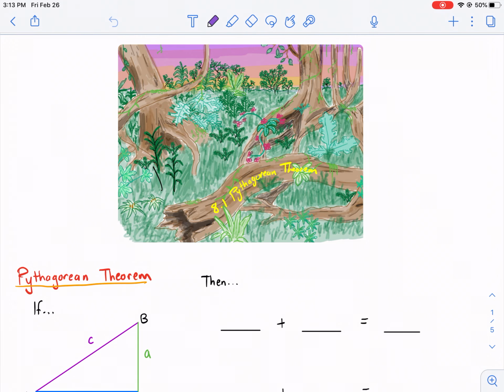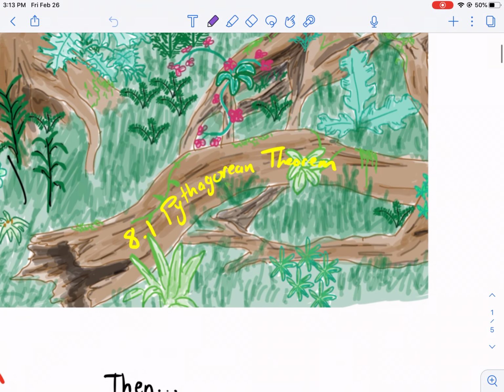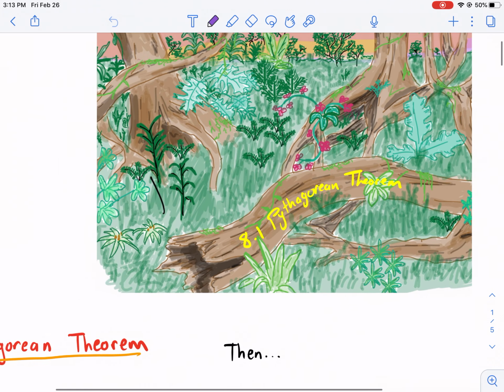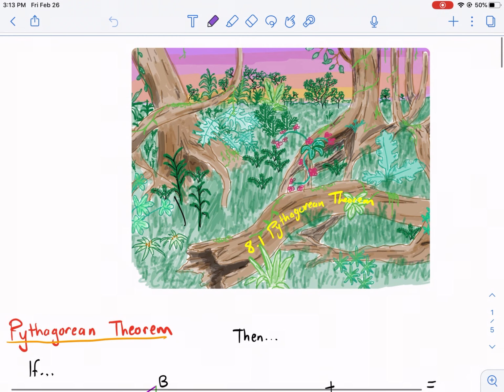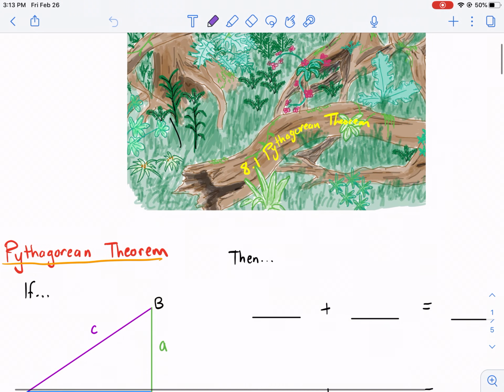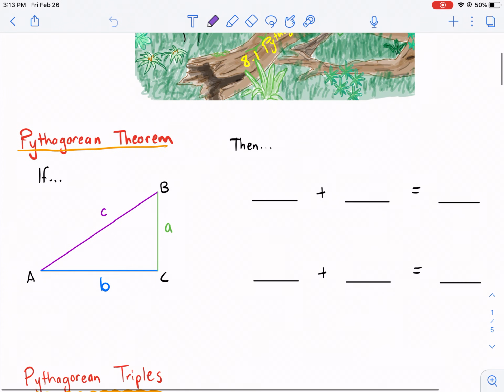Welcome everyone to Geometry Section 8.1, the Pythagorean Theorem. This is a really important topic here in geometry with right triangles. Let's go ahead and show you why.